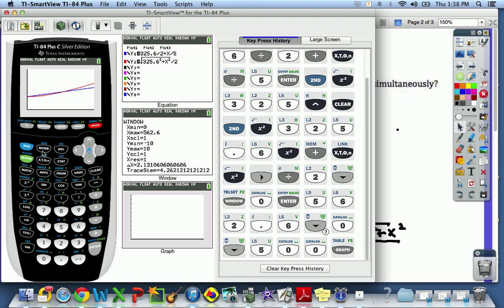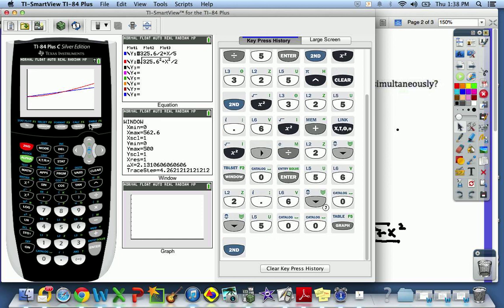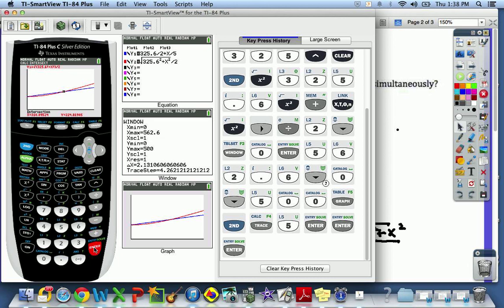And they do intersect, so I can calculate the intersection. It's asking for which curves. I want y1 and y2. I don't really have a guess, so I'll just hit enter. And there's my intersection at x equals 310.09. I'll call it 310.1. And the time is at around 224.8.